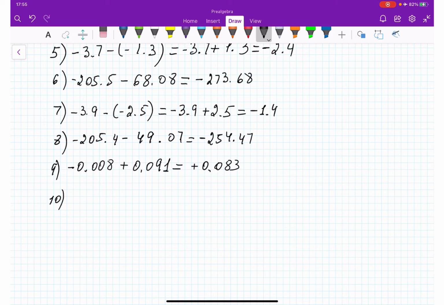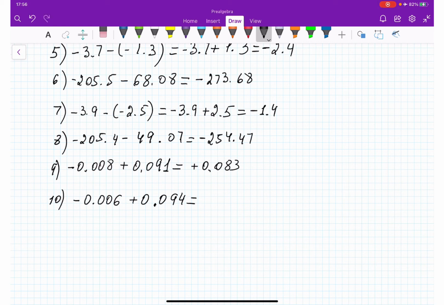Number 10, negative 0.006 plus 0.094. Okay, so negative, positive, we are going to subtract, and 0.094 is bigger than 0.006 because here we have fewer zeros, right, after the decimal point.